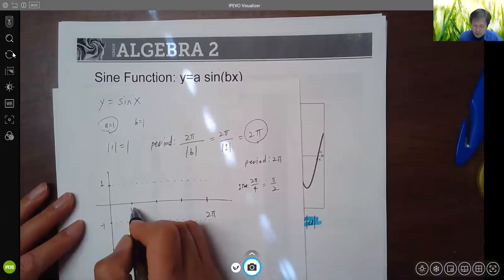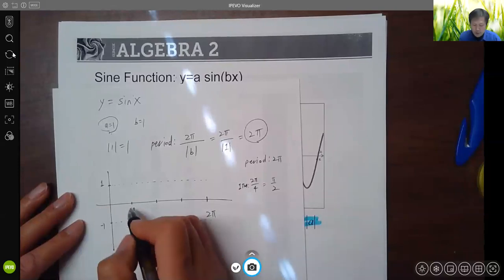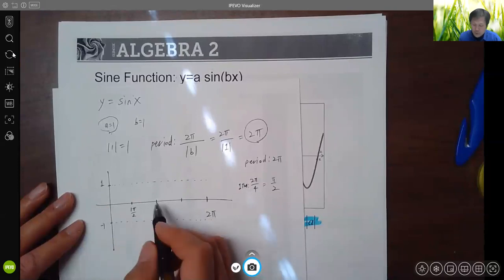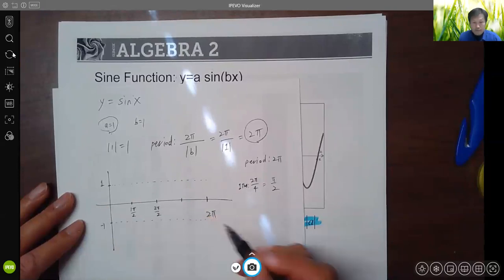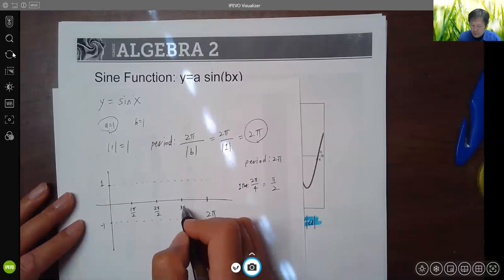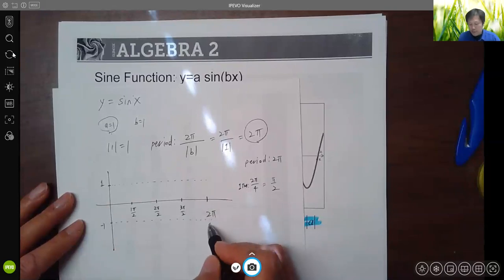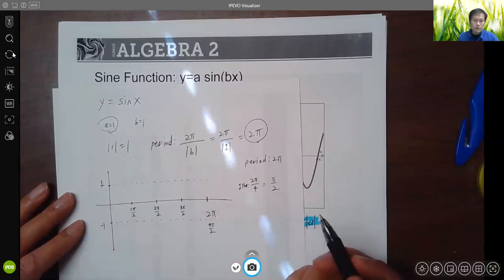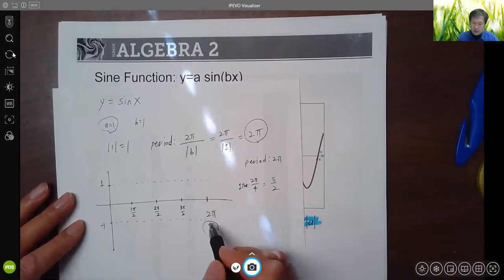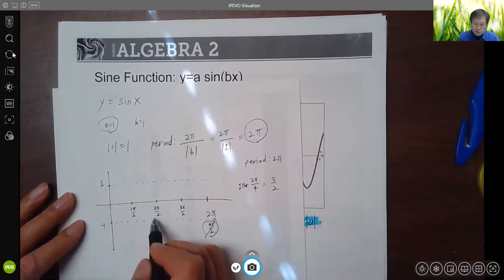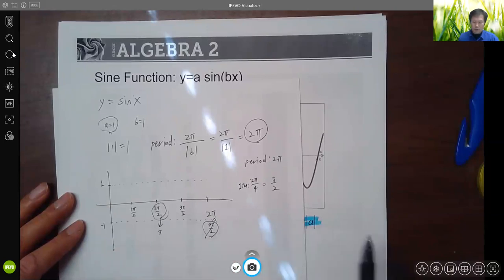So that's a 1 pi over 2. Second one will be 2 pi over 2. Third one will be 3 pi over 2. Fourth one will be 4 pi over 2. As you can see, 4 pi over 2 simplified is 2 pi. 2 pi over 2 is simplified to pi. So we usually write pi over 2, pi, 3 pi over 2, and 2 pi.